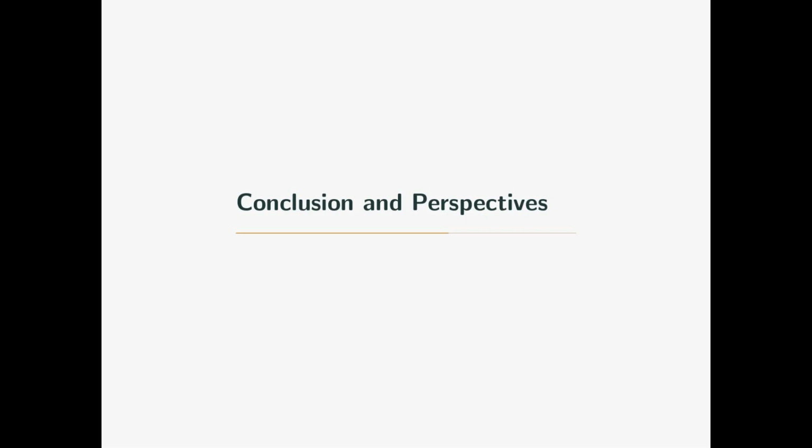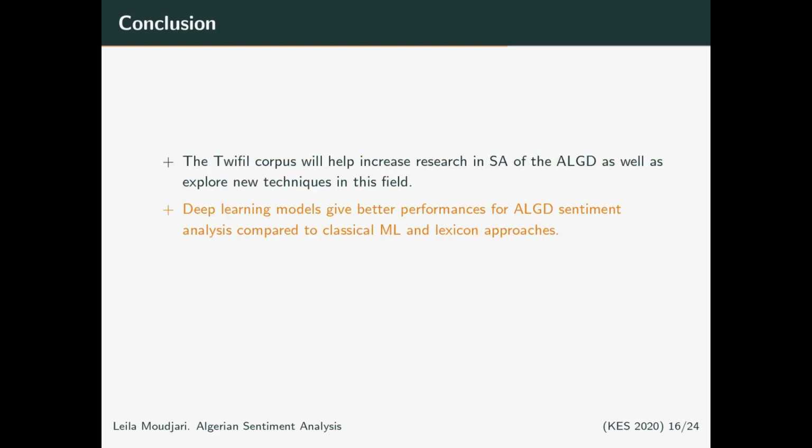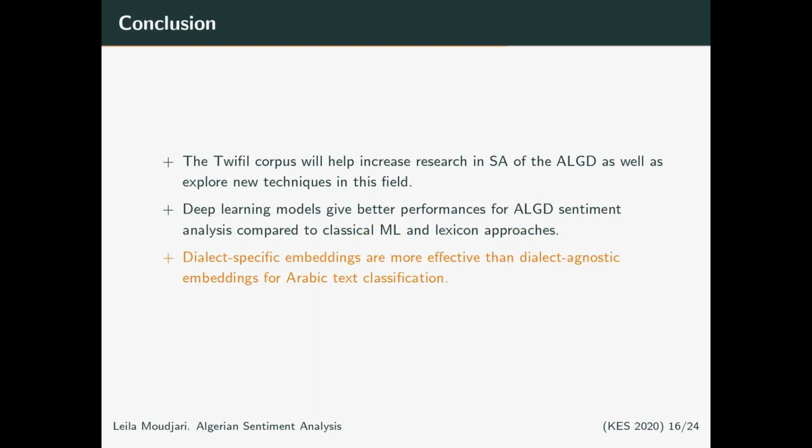The main findings of the experiments presented in this work are that we feel the corpus will help increase research in sentiment analysis of Algerian texts, as well as explore new techniques in this field. Deep learning models give better performance for Algerian text sentiment analysis compared to classical machine learning and lexicon-based approaches. Dialect-specific embeddings are more effective than dialect-agnostic embeddings for Arabic text classification. Randomly generated weights outperform pre-trained models.